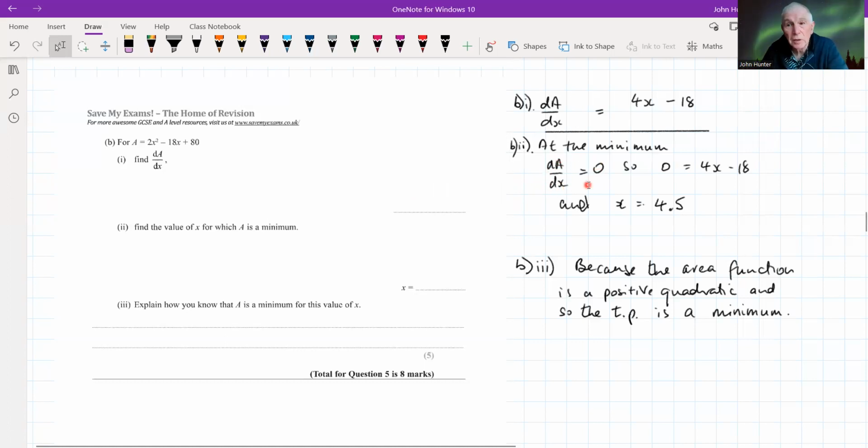So true of turning points is that the gradient, which is the derivative, is equal to 0 at that point. So we can actually equate this to our derivative function here, and that's going to give us x equals 4.5. How do we know it's a minimum? Well, we know it's a minimum because this function is a positive quadratic, so therefore we know it has this shape, this bowl kind of shape.